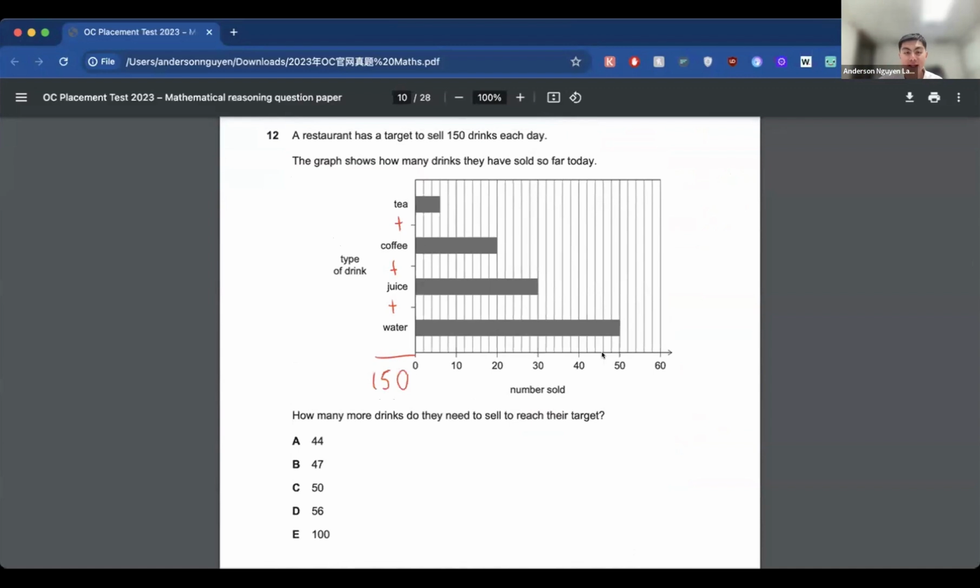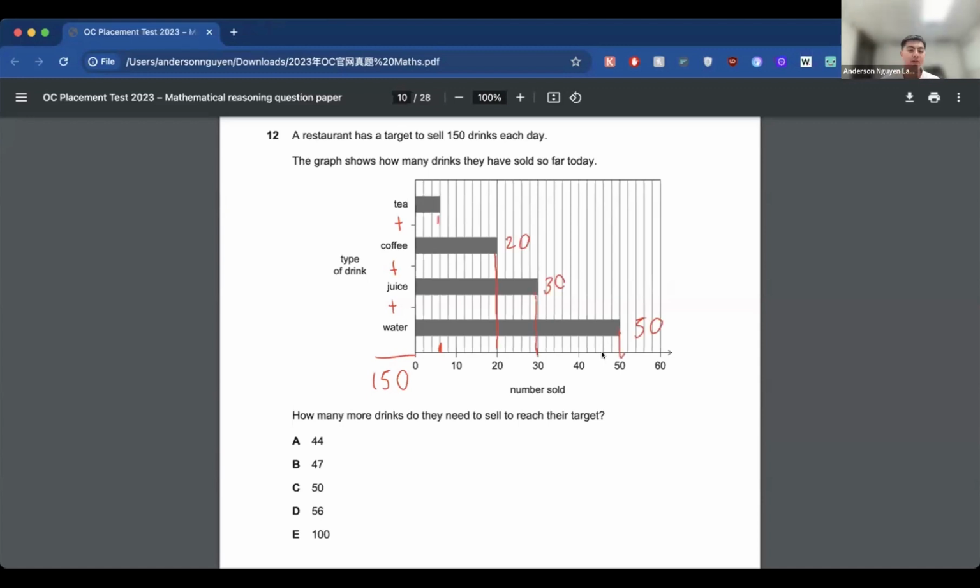All right. They say each graph shows how many drinks they've sold so far today. Now, you just got to read the graph, see where this bar graph touches. So tea, it lines up with this notch there. It's not exactly halfway, right? But it's somewhere between 0 and 10. Let's have a look at the others. So for coffee, it lines up with 20. For juice, it lines up with 30. And for water, it lines up with 50.